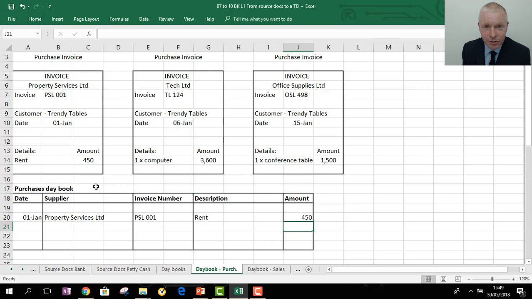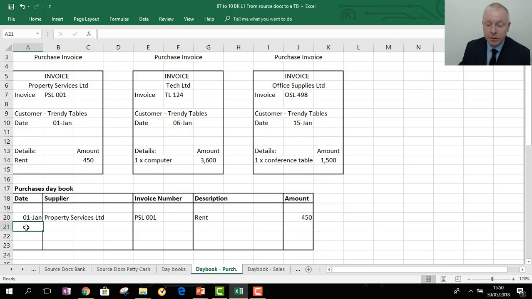Now, if you're using actual physical real copies of the purchase invoices, you're going to have to type that information in. I'm just using this to speed up the process so you don't have to watch me laboriously type in information from the source documents. But I will continue on and finish off the rest of this purchases daybook because it's important for you to know how to do it.